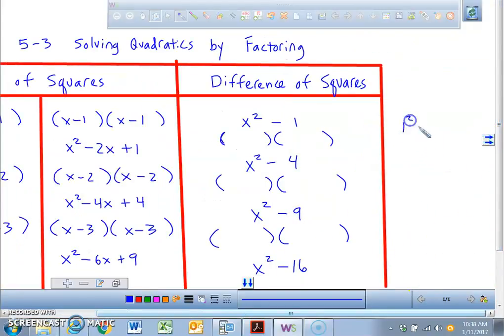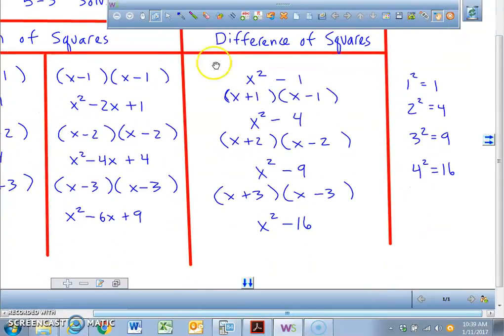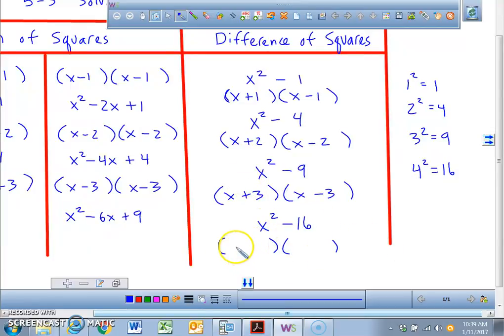Those are all perfect squares because 1 squared is 1, 2 squared is 4, 3 squared is 9, 4 squared is 16. This right here will factor to x plus 1 and x minus 1. This one will factor to x plus 2 and x minus 2. This will be x plus 3, x minus 3, and last but not least, Andrew, what do you think this is going to factor to?